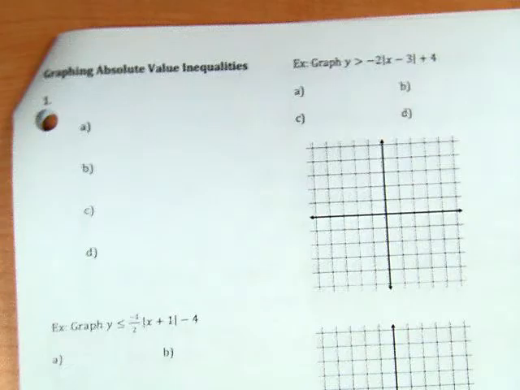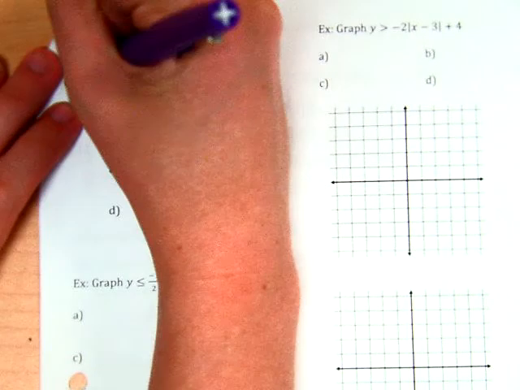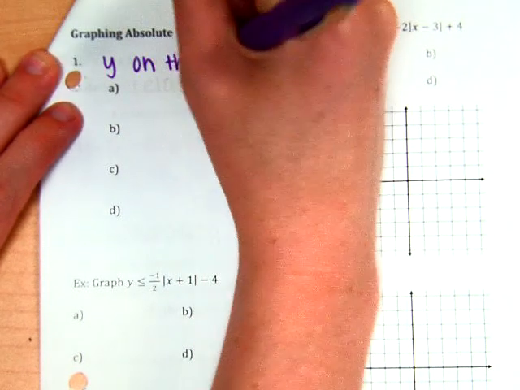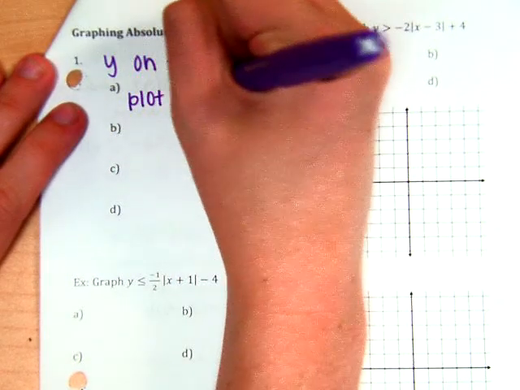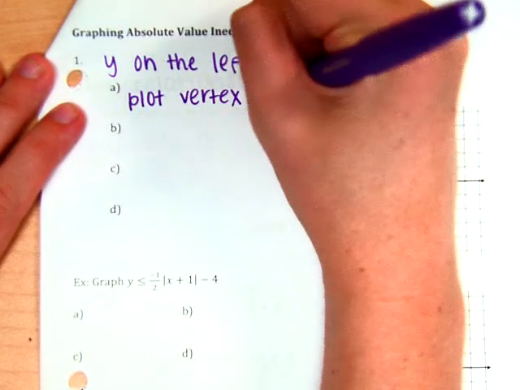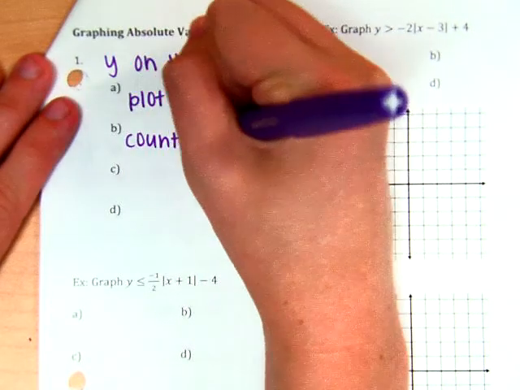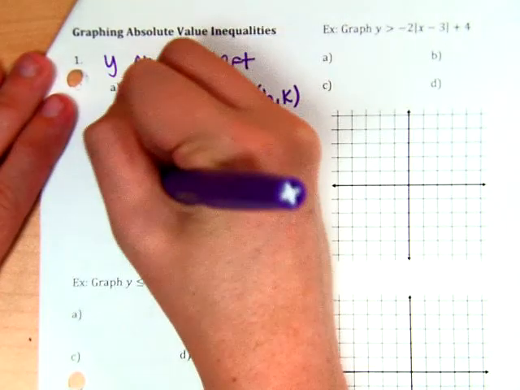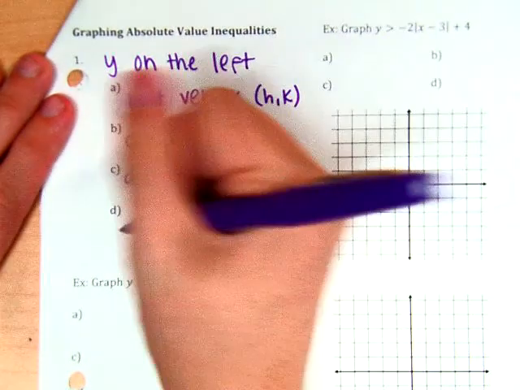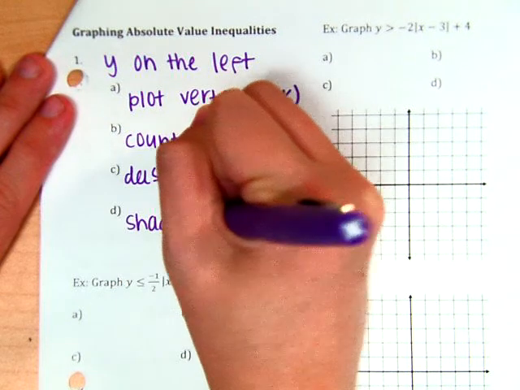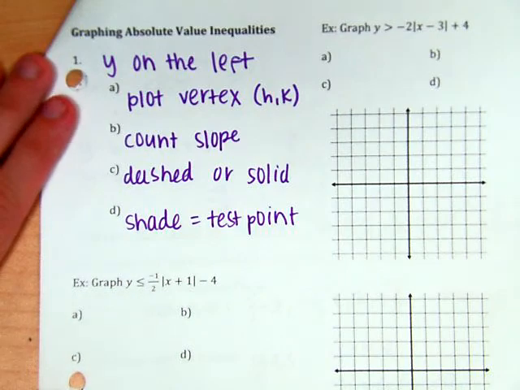Okay, let's look at graphing absolute value inequalities. These ones are a little bit different. Again, we want the y on the left. First thing I'm going to do is plot the vertex. Remember what our vertex was? H, K. Then you're going to count the slope. Figure out if you have a dashed line or a solid line. I'm going to shade using a test point. I'll show you how that works in a second.